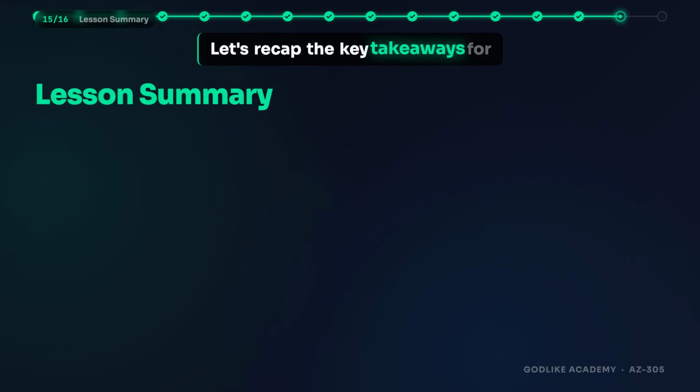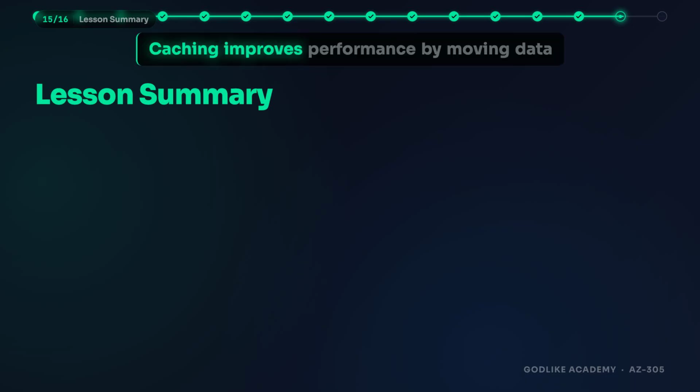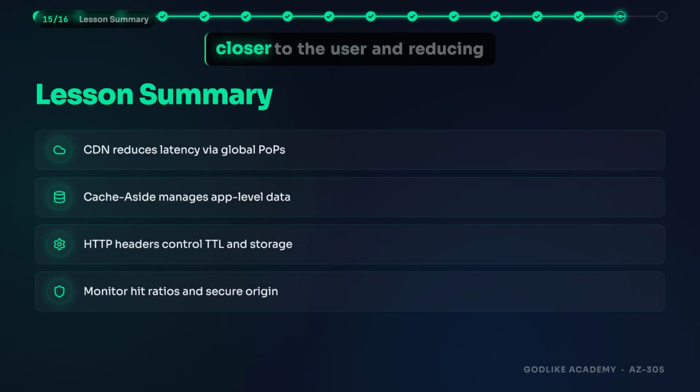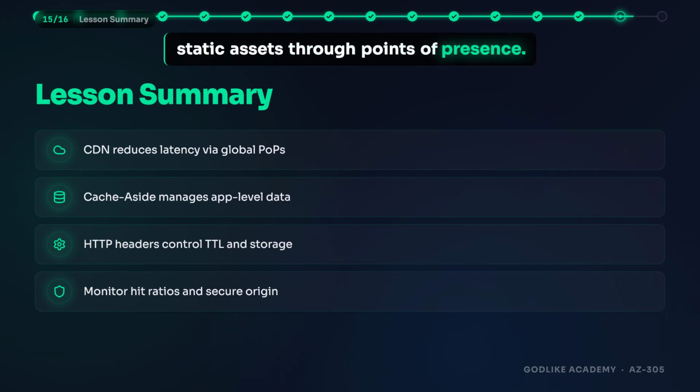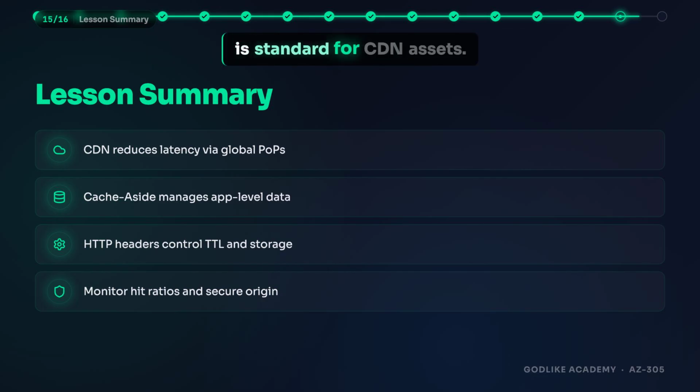Let's recap the key takeaways for this lesson. Caching improves performance by moving data closer to the user and reducing backend load. Azure CDN provides global scalability for static assets through points of presence. Cache-aside is the most common application pattern, while TTL-based caching is standard for CDN assets.